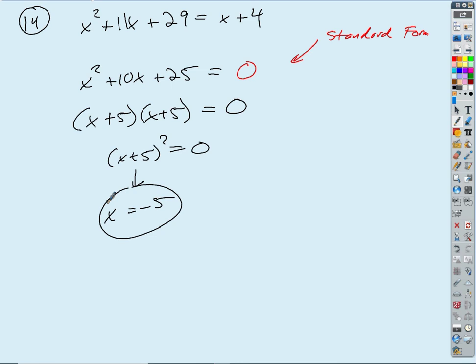But what if these had been different factors? Then I would have gotten 2 solutions. Yes. Eventually, later on in the year, when we have 3 factors, we'll get 3 solutions. Where did the 25 go?